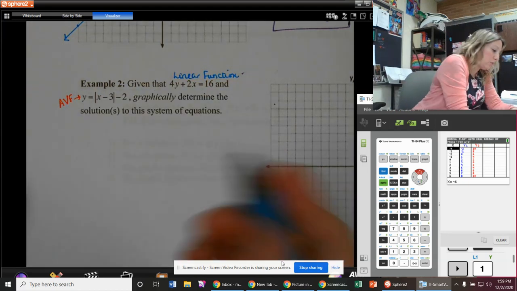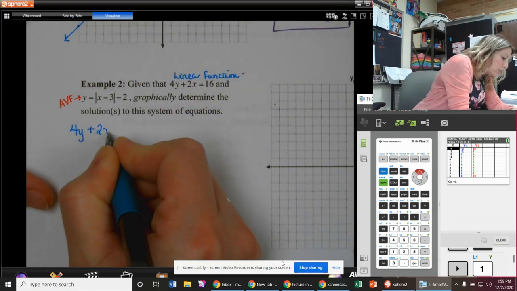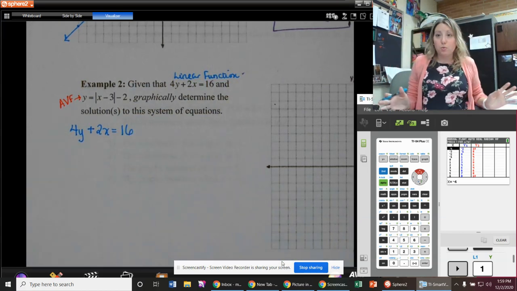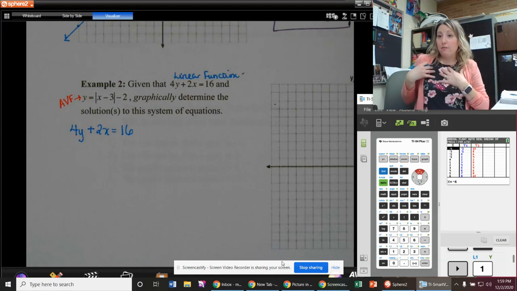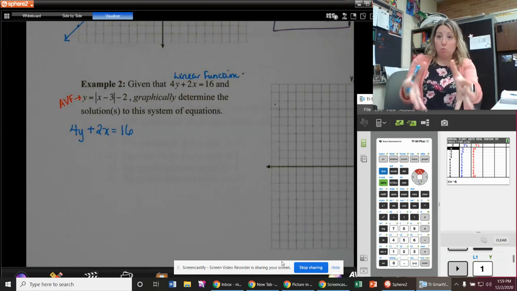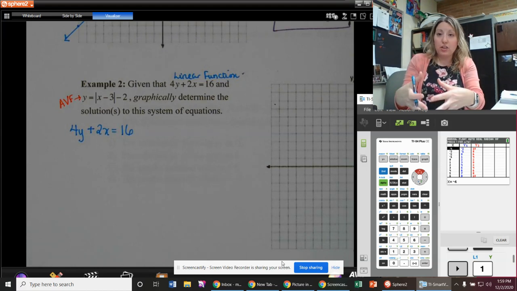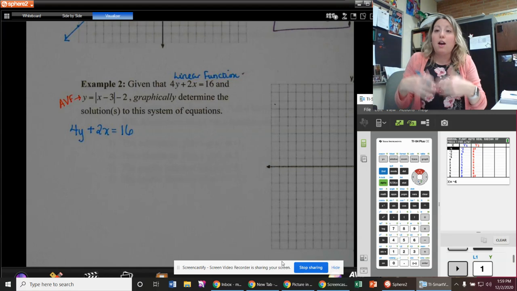So what I'm going to do is take 4y plus 2x equals 16, and get y equals mx plus b form with you. And then I'm going to let you guys graph. I'm going to graph on my own. We'll pause and let you do that. I'm going to get the answers. Answers, I don't know yet. And then we're going to check together.